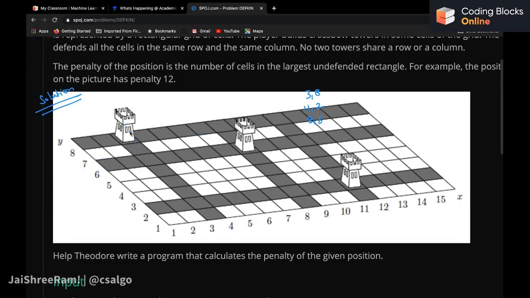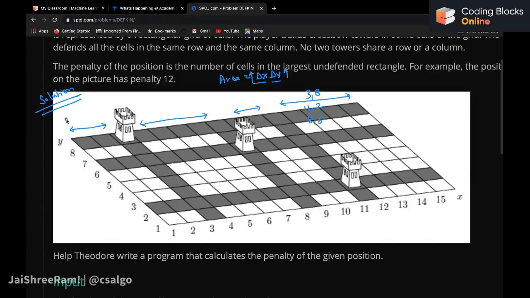Firstly, if you want to see what is the largest area, the area of the rectangle is defined as delta x into delta y. And if you want to find out the largest area, you need to maximize delta x and you also need to maximize delta y. So if you talk about undefended area, any area that lies between two consecutive towers is an undefended area. This is also an undefended area.